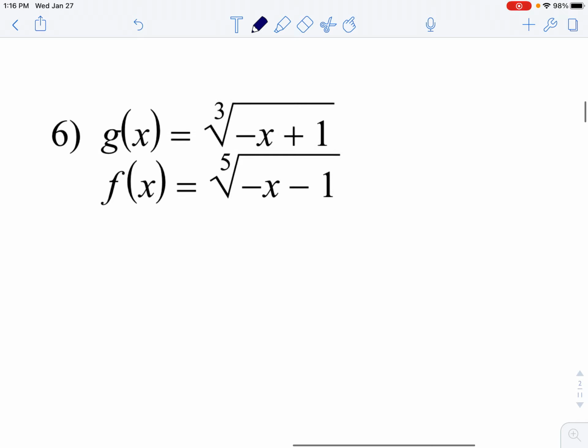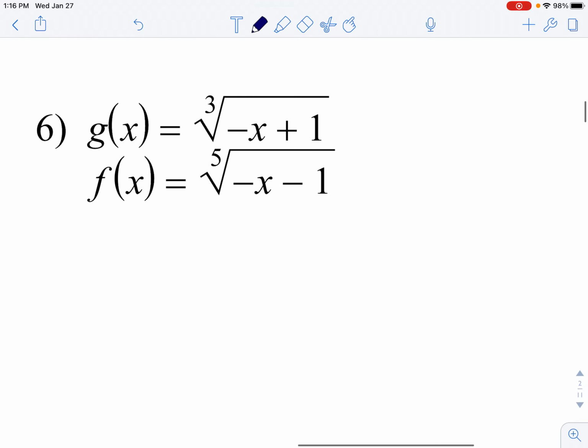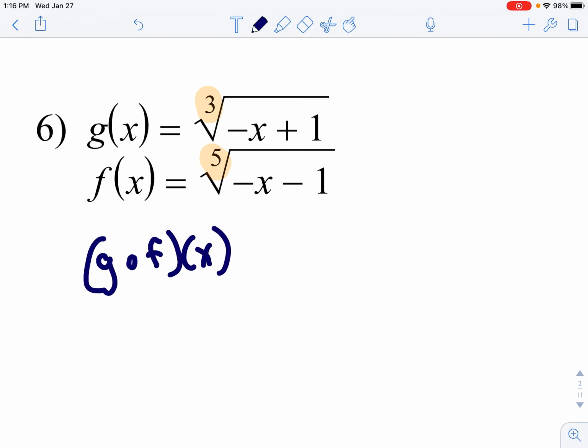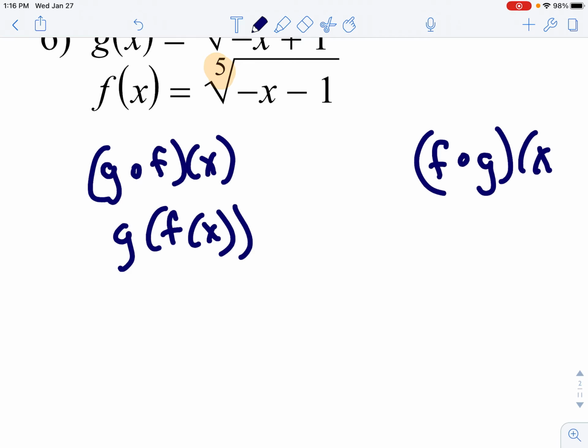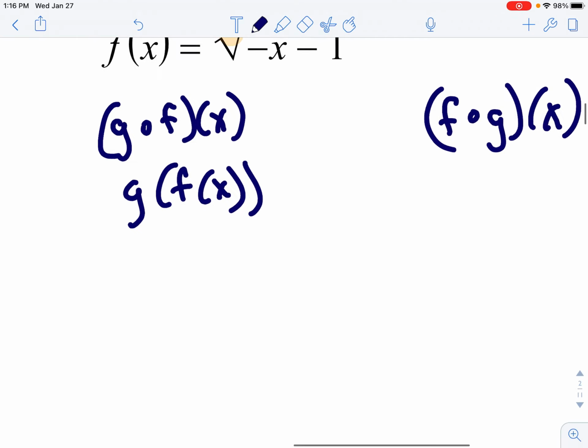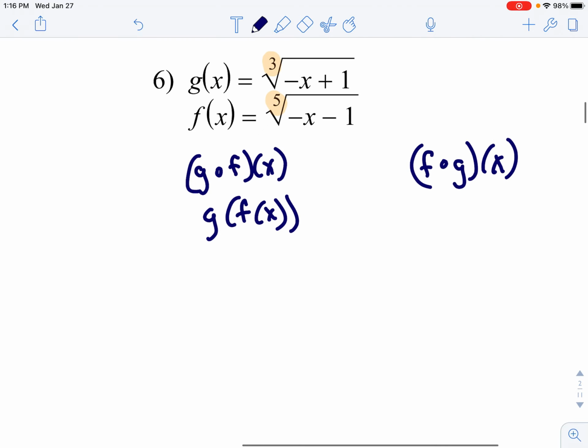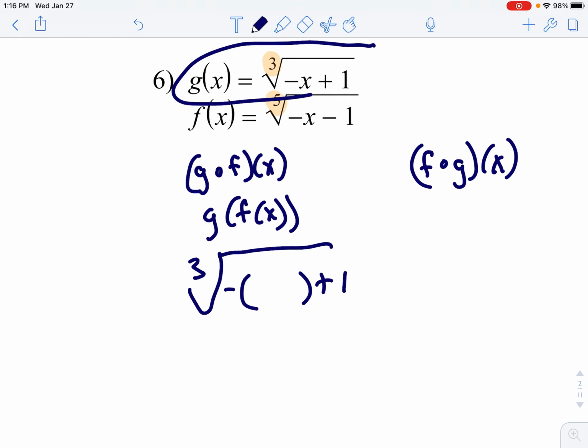All right, let's try this one. Are these inverses? I can already tell they're going to be no because they're completely different types of roots. But let me be honest about this and show the work like I'm asking you to do. G of f of x means g of f of x. And then the next thing I would be doing here is reversing it. But I have a feeling we're not even going to get to that point. So g of f of x, I write g first, the cube root of negative x plus 1. I wrote this one down first, right? I put parentheses where that x was.